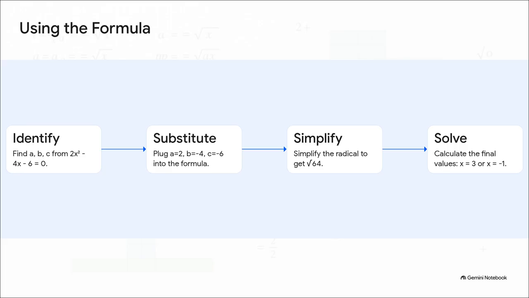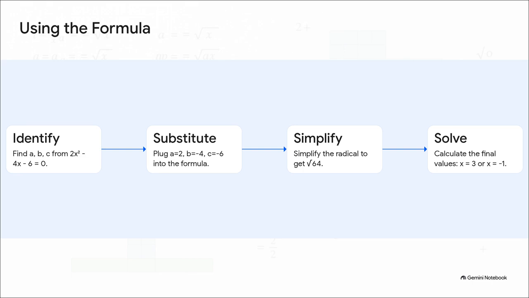We get x equals the negative of negative 4, plus or minus the square root of negative 4 squared minus 4 times 2 times negative 6, all over 2 times 2. Step 3. We simplify what's under that radical. Negative 4 squared is 16, and negative 4 times 2 times negative 6 is positive 48. So we have the square root of 16 plus 48, which simplifies beautifully to the square root of 64.